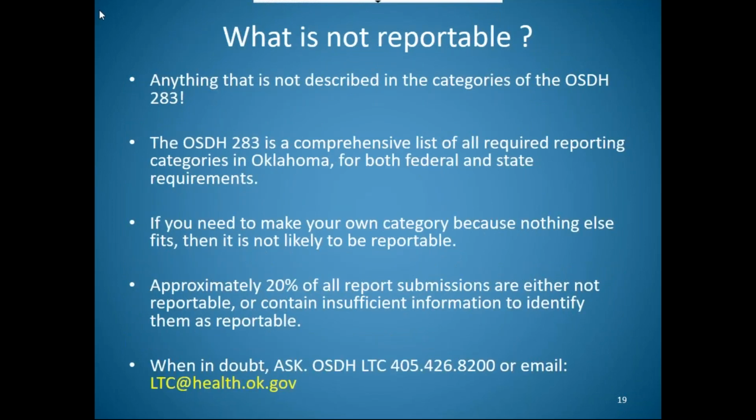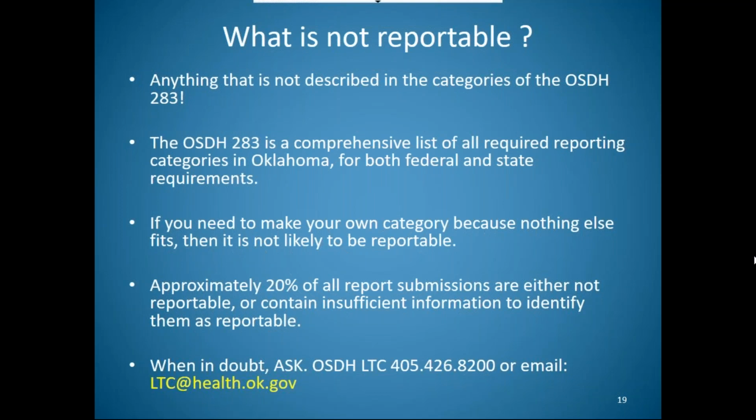So, what is not reportable? Now that we know what is, let's talk about what's not. So basically, you saw the little boxes. If it's not described in those categories on the OSDH form, it's probably not reportable. Remember, those little boxes were comprehensive of everything that is required by federal and state in the state of Oklahoma. If you happen to come up with your own category because it doesn't fit wherever you think it should, there's no place there for it to fit, then it's probably not reportable.